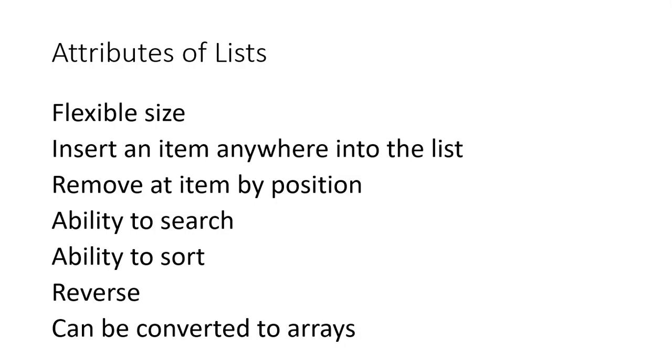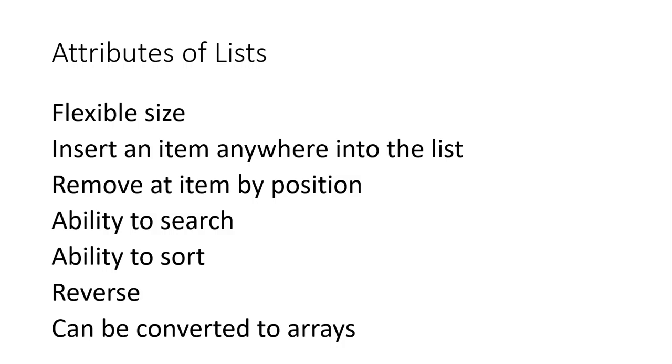So lists are flexible in size. We can insert something anywhere easily into the list. We can remove things from a list. We can easily search a list and sort a list. We can reverse a list, and we can convert a list to an array. C# collections are great like that. It's fantastic. An array has a ToList function, and a list has a ToArray function. So you can easily convert back and forth between types of collections in ways that you can't do in other languages. So it's really great.